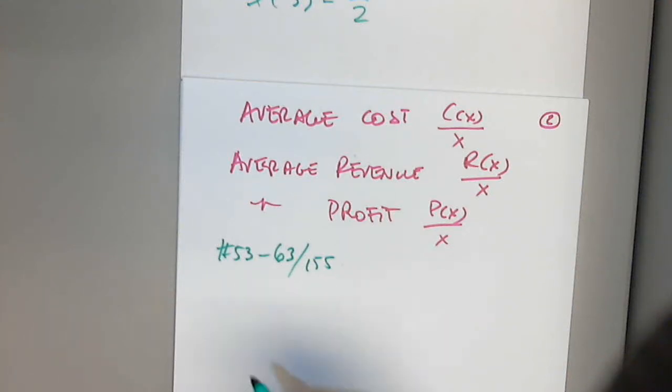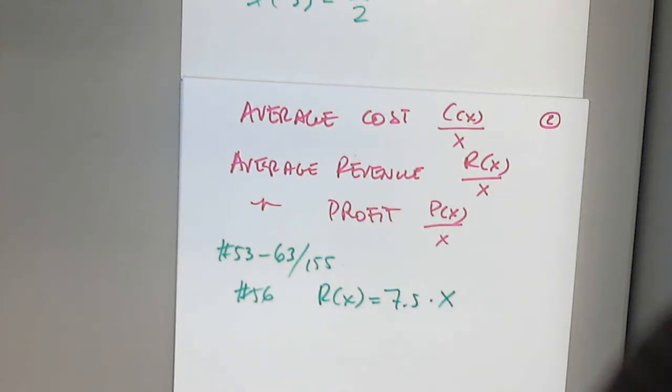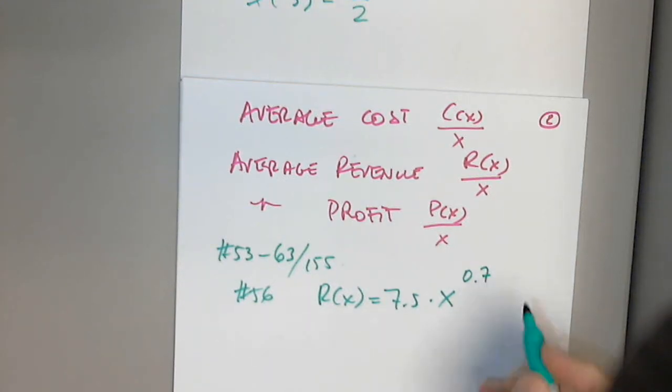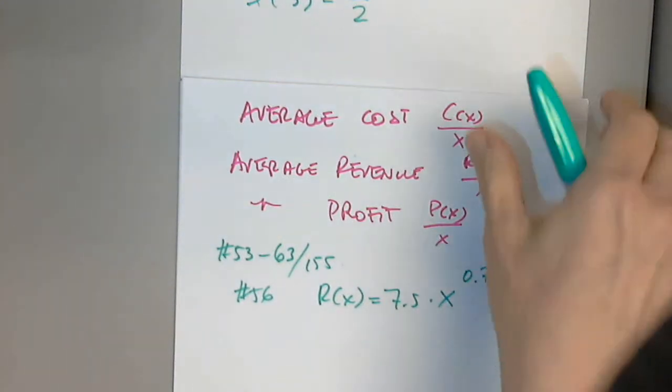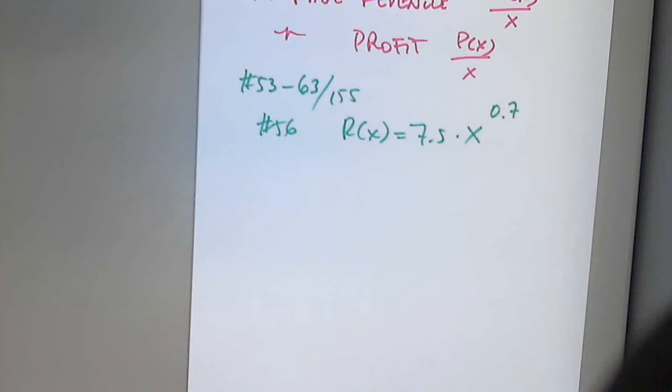Okay, we're given a function, 56. Tongue-tied Sauces Incorporated finds that the revenue in dollars from the sale of X bottles of barbecue sauce is given by R of X. That's the revenue. 7.5 multiplied by X raised to the power 0.7. Can anyone tell us what type of function this is? It's a power function. X is the base, and 0.7 is the power. Good, perfect.